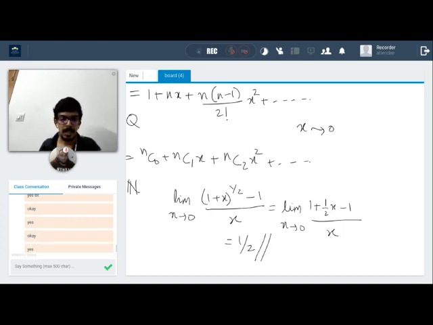I hope this is clear. We have done it in different ways. During an examination, we don't know which method will strike us, because the questions won't always be standard questions where you use a formula, plug it in, and get the answer. It won't be that way.